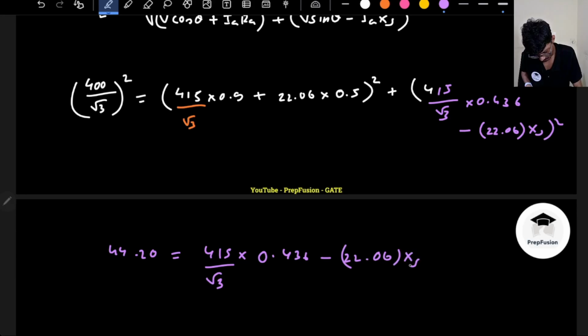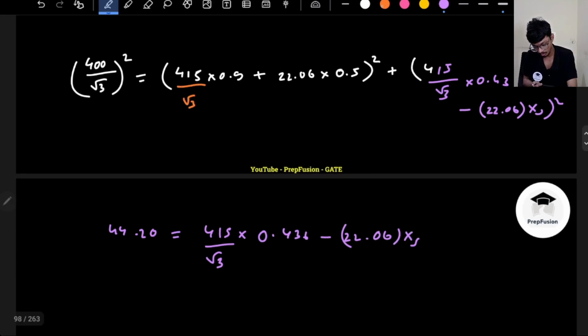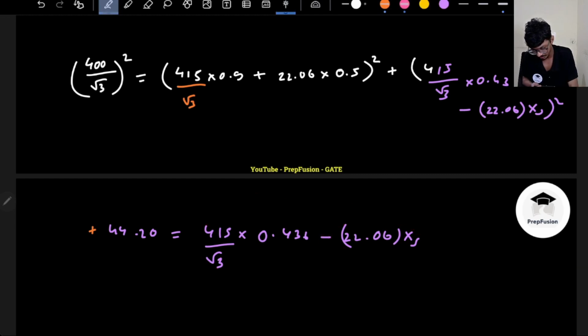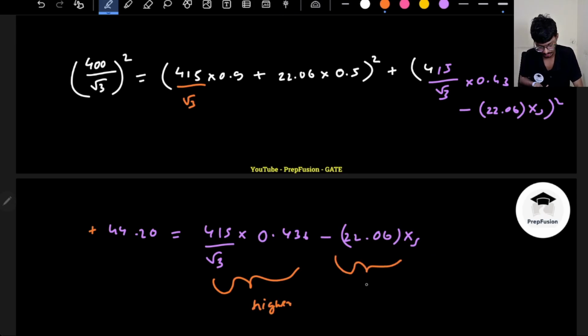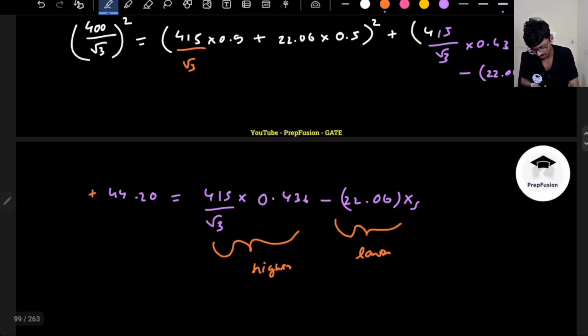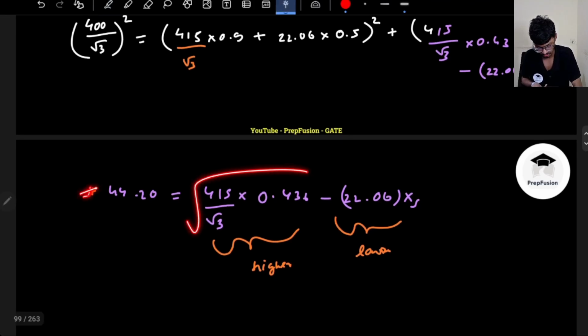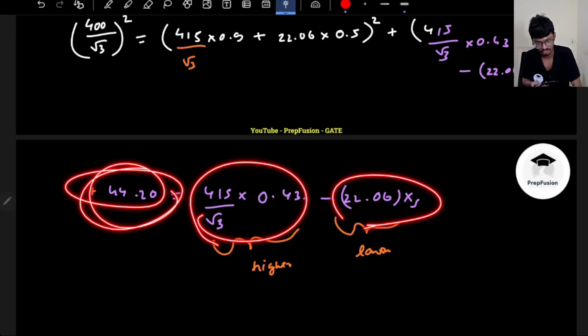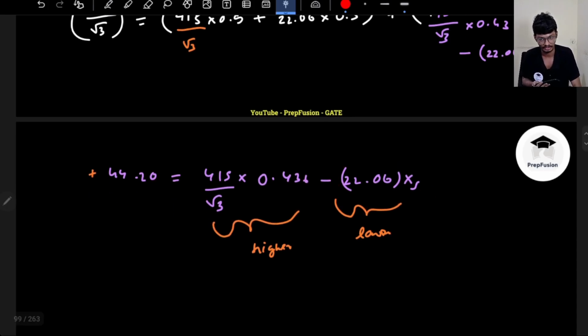22.06 into Xs. Now one thing is, you will always choose this as positive. Why? Because I know this drop can never be greater than this drop. This always will be higher than this, right? You can go in the vector diagram, you can see this will be lower always. So that's why, if I take the under root, there can be two solutions, plus minus, but I already know that this is higher than this. So I will only choose the positive value over here.